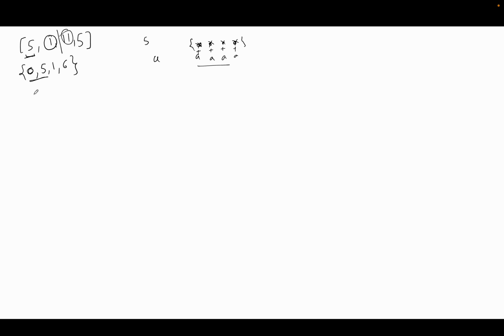Now we include 11 also. So now what will happen? 0, 5, 1, 6, and now 11 is possible if we include till this point, and 11 plus 5, 16 is possible, 12 is possible, and 17 is possible. Now at last we include 5. So these values are possible. Then 5 is already included, 6 is already included, 11 is already included, 16 is already included, and 16 plus 5, now 21 is also possible. 17 is already included. 22 is not possible.